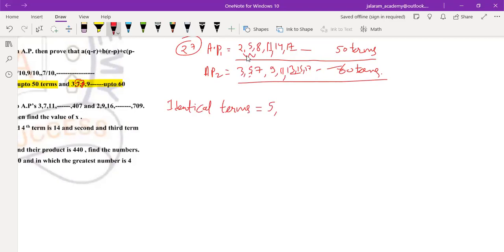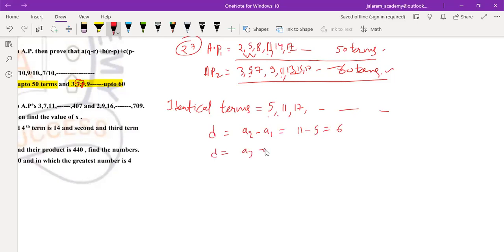So what are the common terms? The first one is 5. The second identical term is 11. Third is 17. So how many terms will be identical? We have to find. In AP1, it is given that it has 50 terms. In AP2, it is given that it has 60 terms. Now check the identical terms, 5, 11, 17. If you find the difference, is it common or not?